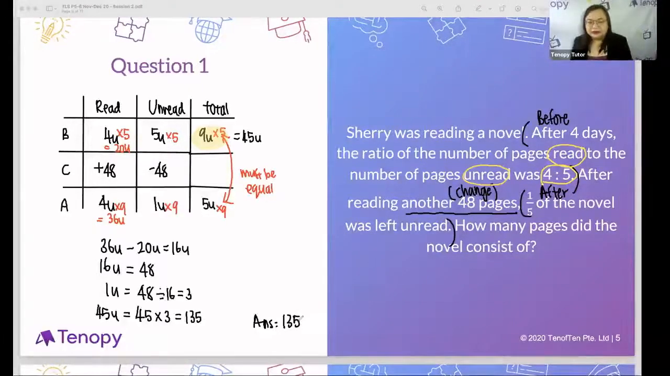Is everyone clear? Now, don't you realize that using a table structure is much faster and much easier than a model drawing? Like I say, nothing wrong with model drawing, but to draw it out in a model, it might be quite complicated, and you got to be very careful in the number of boxes you cut. And you can't really cut it into 45 boxes, right? When you cut it, it'll be too small. So we use a table structure to show what is happening throughout the whole question.